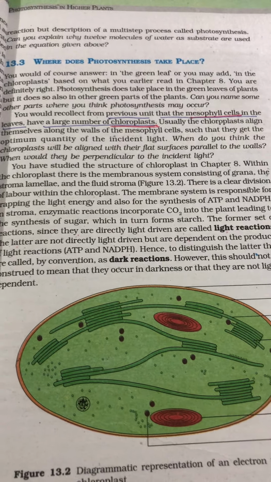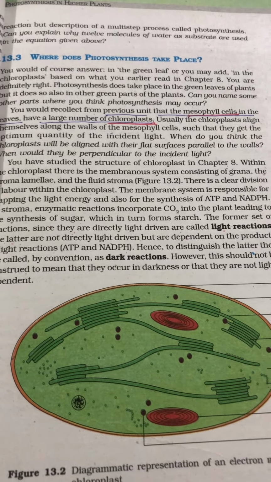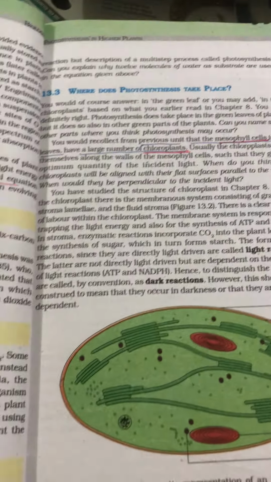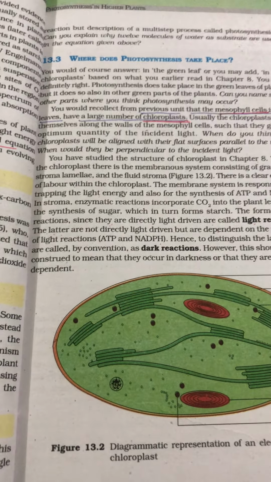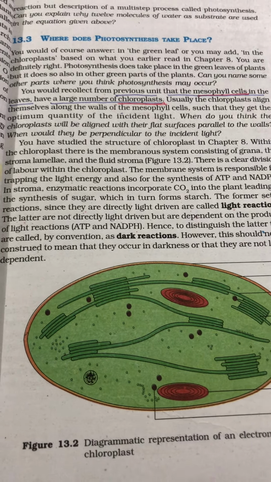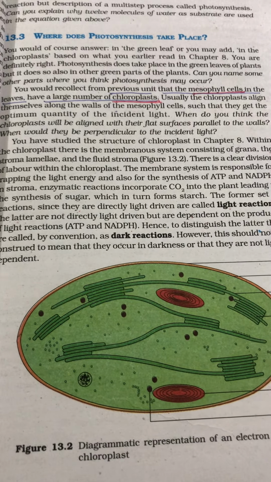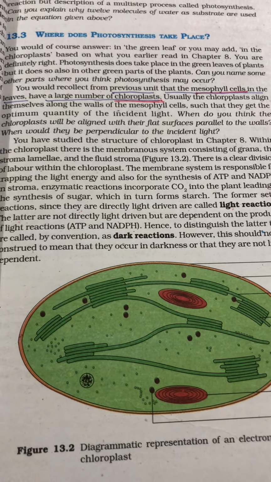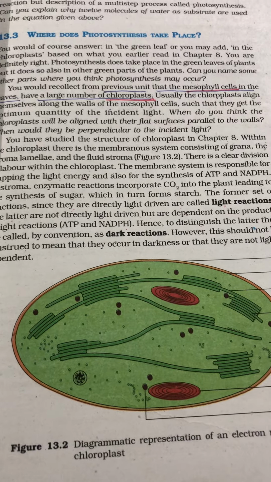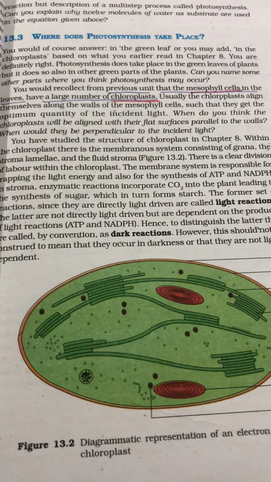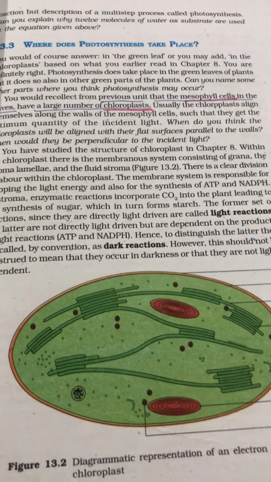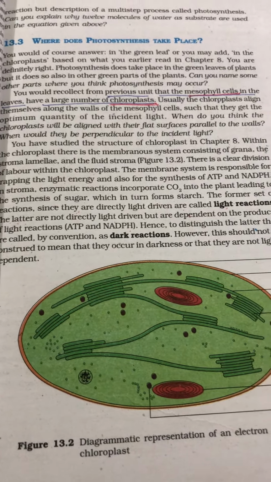You will recollect from previous unit that the mesophyll cells in the leaves have large number of the chloroplast. The chloroplasts are found in large numbers inside the leaf, in the mesophyll cells. Usually the chloroplast align themselves along the wall of the mesophyll cells such that they get optimum quantity of incident light. The chloroplasts arrange themselves around the mesophyll cells inside the leaf so that they get the maximum sunlight from outside.